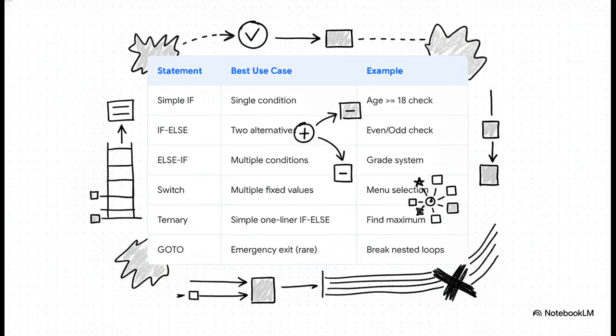Use a simple if. Need to clear this or that choice? If else is your friend. Chaining together a bunch of related checks, like that grade system, the else if ladder is the way to go. Checking one variable against a list of specific options, like a menu, switch is your most efficient bet. For those quick one-line assignments, the ternary operator is fantastic. And go-to? Yeah, just leave that one in the toolbox unless it's a real emergency.